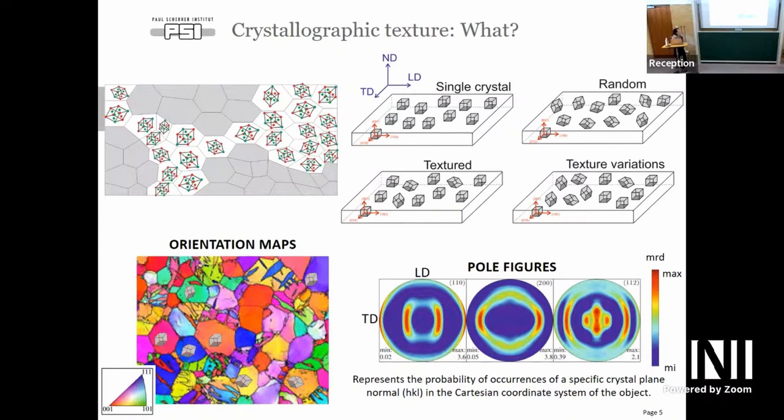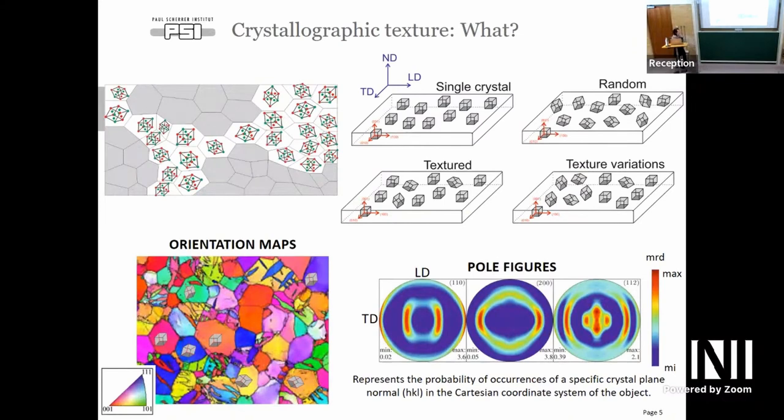We have a clear rolling direction, for example, a transversal direction, and a normal direction. The normal direction here is at the center of the pole figure. And this red color here means that we have a lot of 1-1-0 planes pointing in the transversal direction, for example. That's the way that we can read this, right?